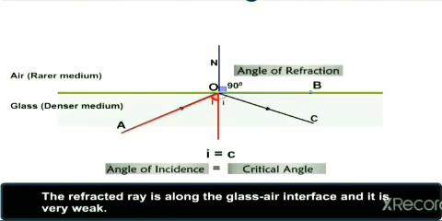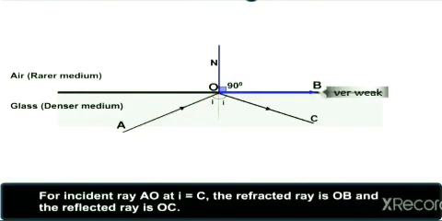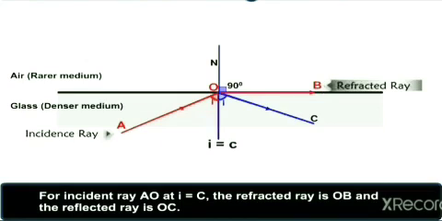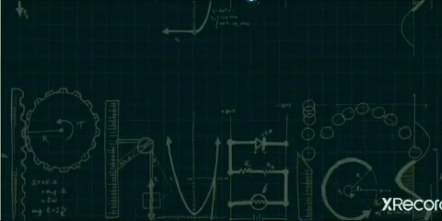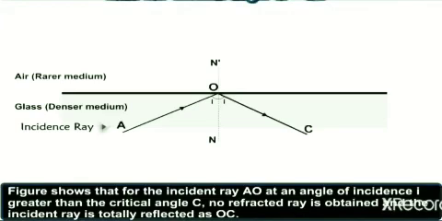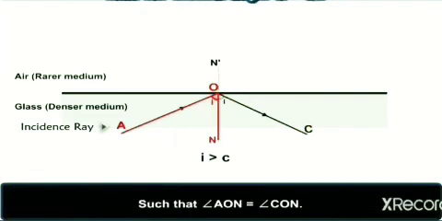The refracted ray is along the glass-air interface and it is very weak. In the figure, for incident ray AO at i is equal to C, the refracted ray is OB and the reflected ray is OC. First, when the angle of incidence is small, i is less than C. In the figure, a light ray AO traveling in glass is incident at the glass-air interface at a small angle of incidence i. It is partly reflected and partly refracted. We get a weak reflected ray OC and a strong refracted ray OB.